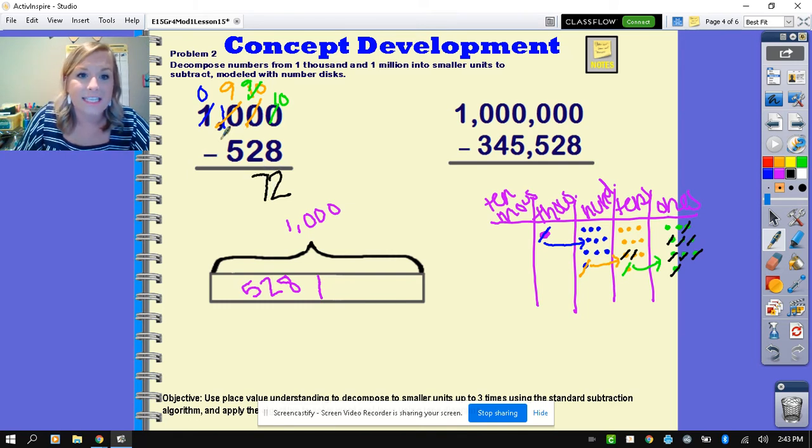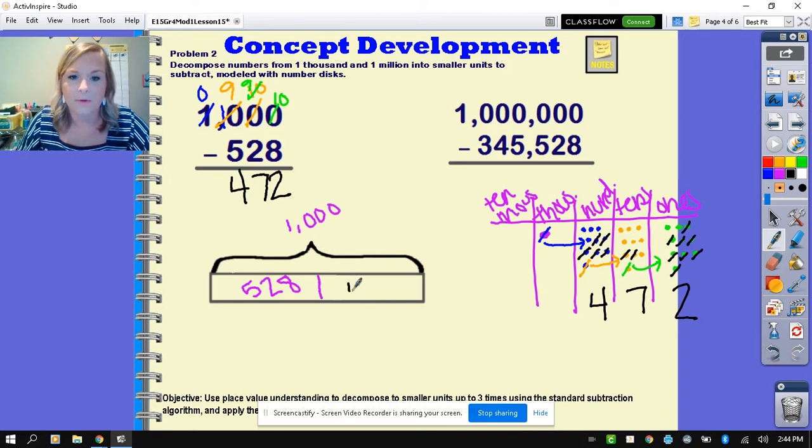Now I'm in my hundreds, and I need to take away 5. My big number's on top, so I don't have to stop again. So I can take away 1, 2, 3, 4, 5, and I'm left with 1, 2, 3, 4 hundreds. 9 minus 5 is 4, and I have nothing left in the thousands place. So my answer would be 472, and that's what I would put on this side of my tape diagram.